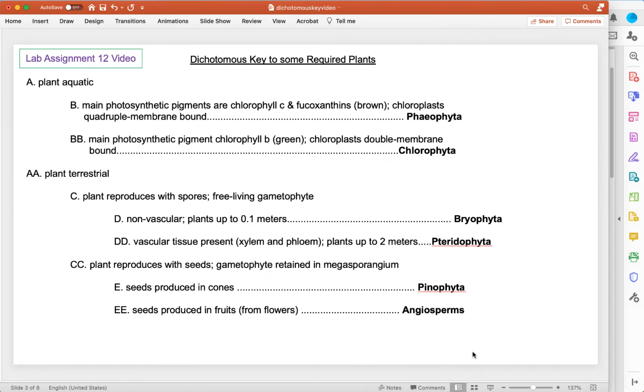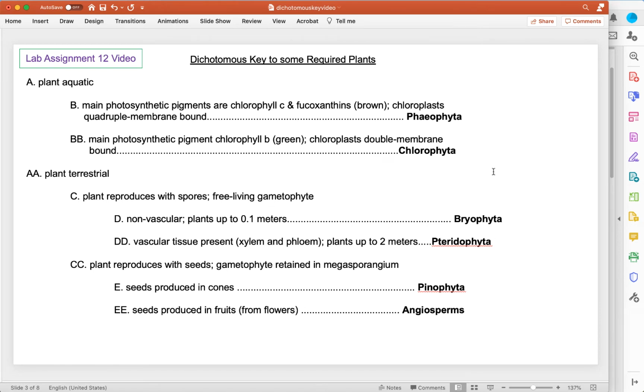So here is a really small, basic key that I wrote over taxa that you know. Taxa that we've gone over already this semester. We've got Phaeophyta, Chlorophyta. Remember, those are the brown algae, the green algae. We've even got Bryophyta, Pteridophyta, Pinophyta, and then angiosperms. I know we haven't gone over them yet, but whatever. We've got this key.